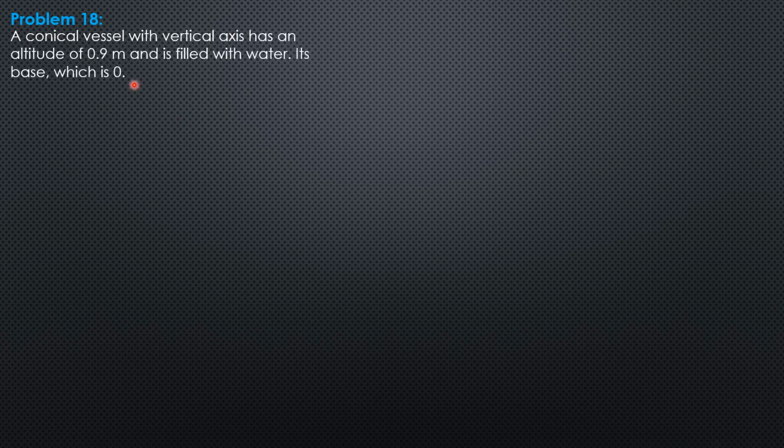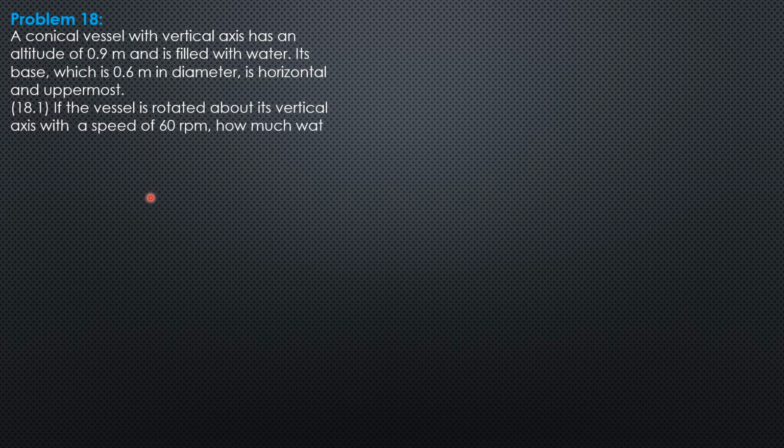This video is the presentation of the solution to example 18 on rotated vessels. So this is the problem. A conical vessel with vertical axis has an altitude of 0.9 meter and is filled with water. Its base, which is 0.6 meter in diameter, is horizontal and uppermost.